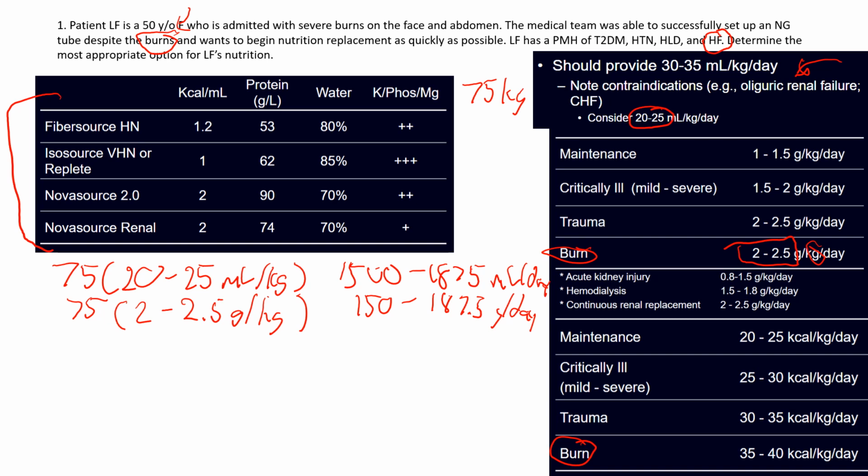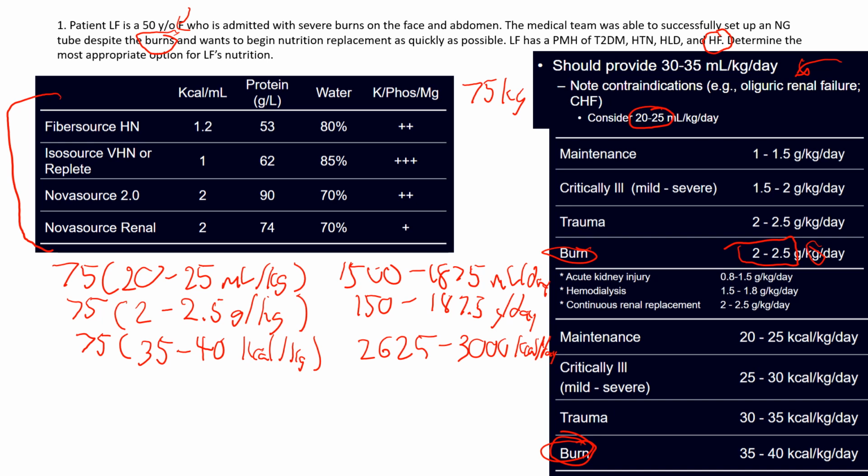Now, the final thing we want to look at is total calories. You can see our burn calorie requirements are also really high. So same kind of process, right? We do 75 times 35 to 40 kcal per kilogram, and we get a range of 2625 kilocalories up to 3,000 kcals per day.